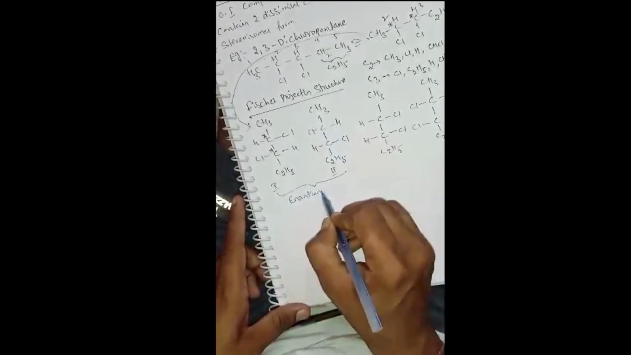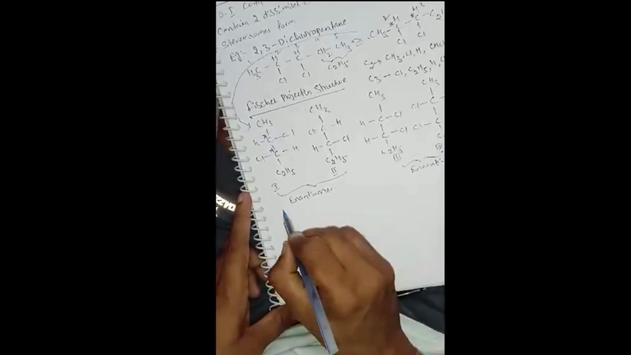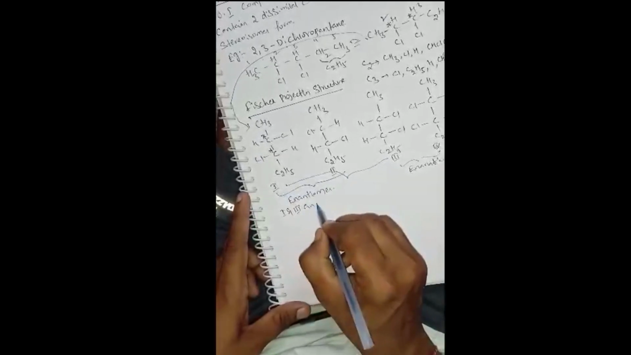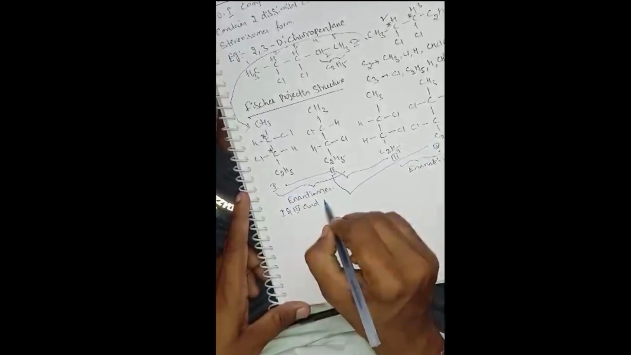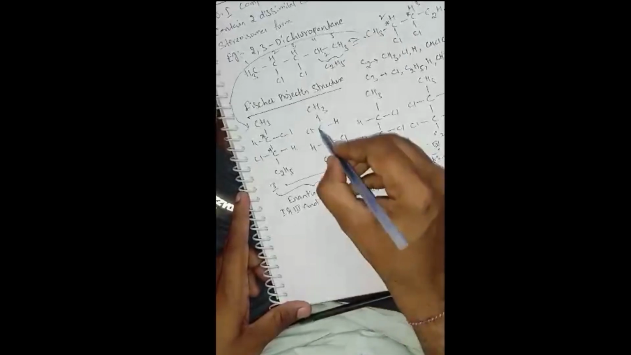For enantiomers, watch my previous video, that is the fourth video. And the third and fourth are enantiomers. Whereas 1 and 3, and 2 and 4 are diastereomers. They have the chiral centers, and they can exist in more than 2 stereoisomer forms.